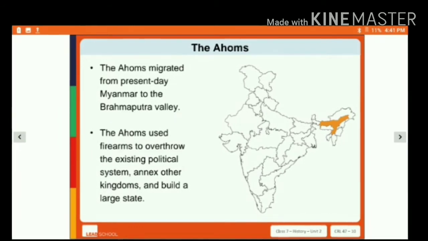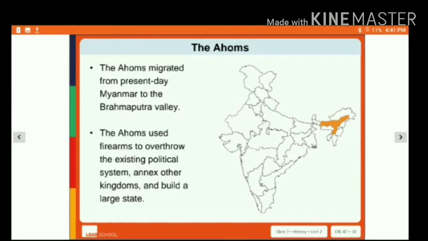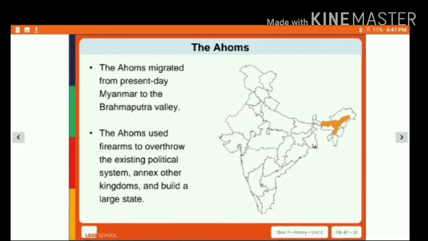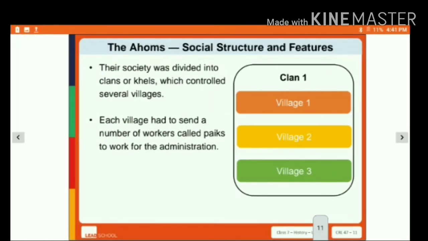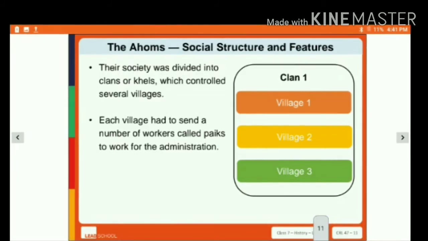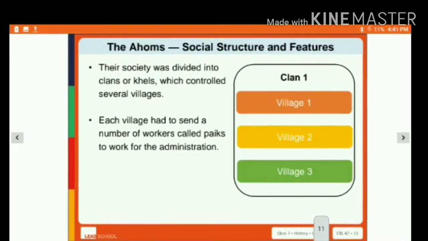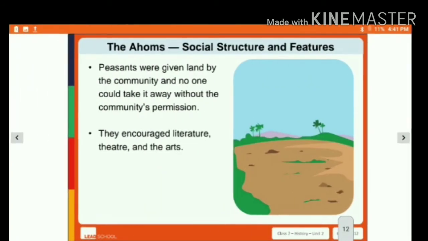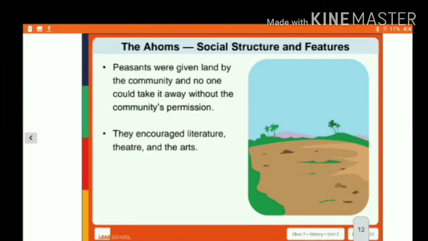Now we will discuss the Ahoms. The Ahoms migrated from present-day Myanmar to the Brahmaputra Valley. The Ahoms used firearms to overthrow the existing political system. They annexed other kingdoms and built a large state. Their society was divided into clans or khels which controlled several villages. Each village had to send a number of workers called paiks to work for the administration. Peasants were given land by the community and no one could take it away without the community's permission. They encouraged literature, theatre, and the arts.